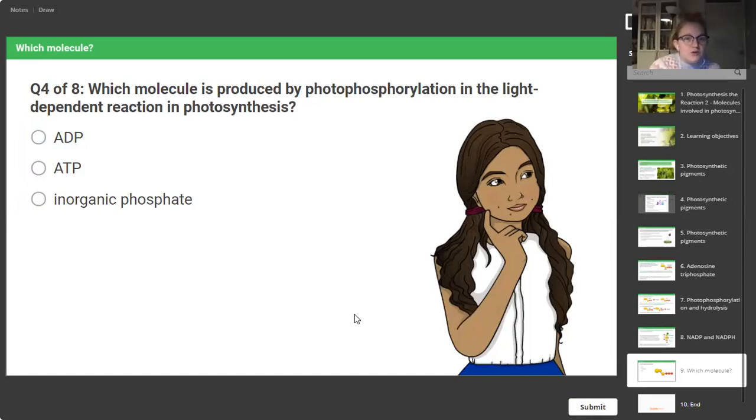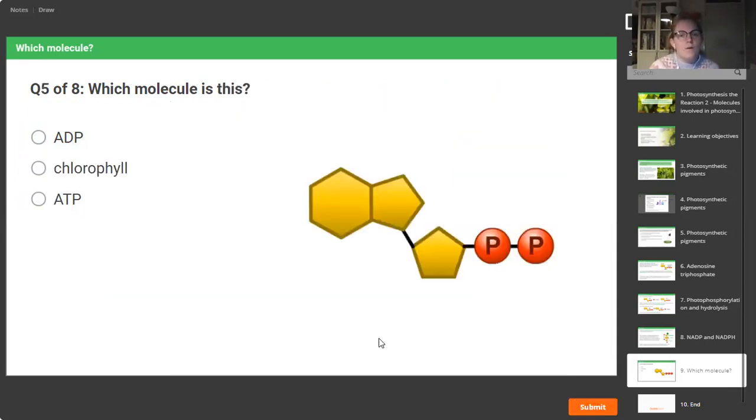Which molecule is produced by photophosphorylation in the light-dependent reaction in photosynthesis? Right, back to the right question now. That is ATP. What molecule is this? Okay, so we've got adenosine here, we've got a ribose, and we've only got 2 phosphates. So it can't be ATP because that T stands for tri, which is 3. Chlorophyll is our pigment, so it has to be ADP.